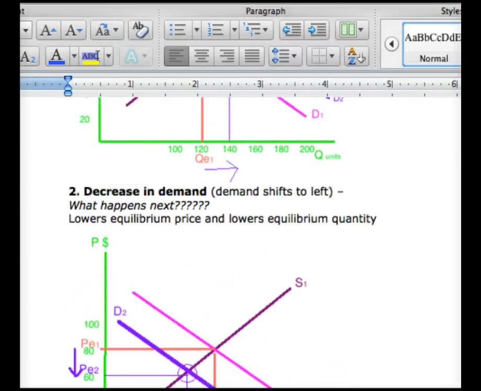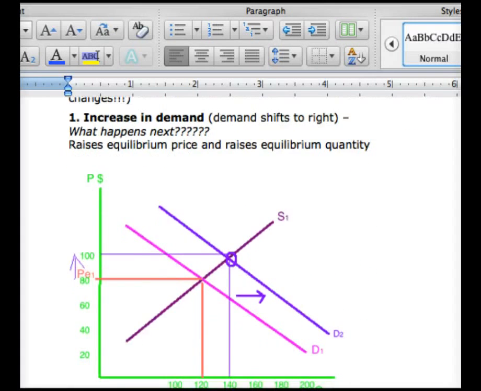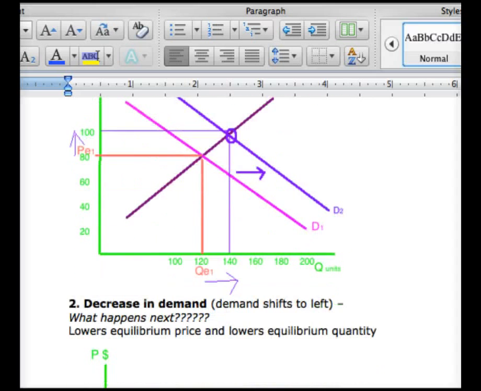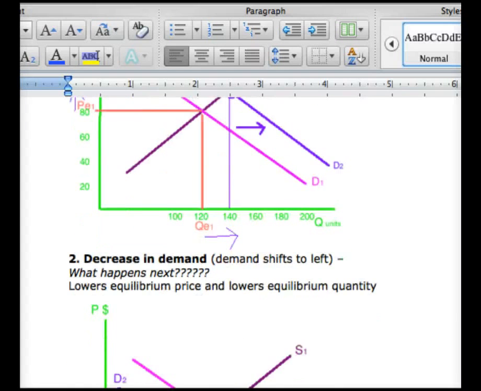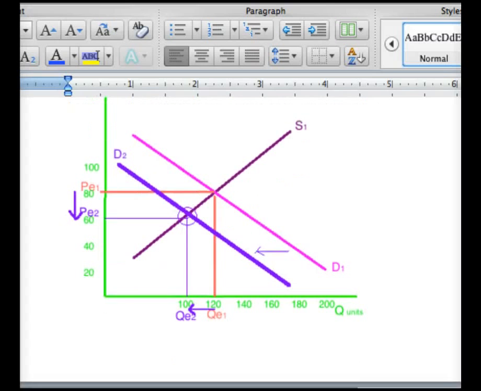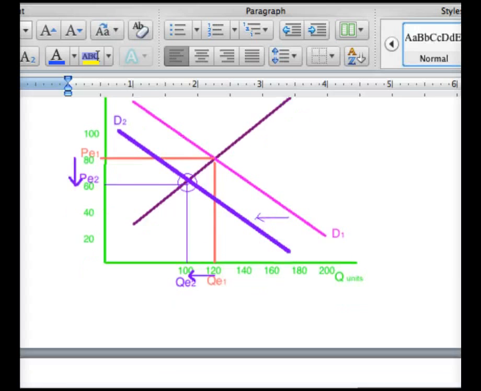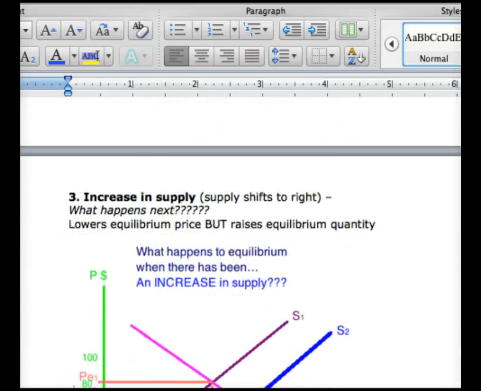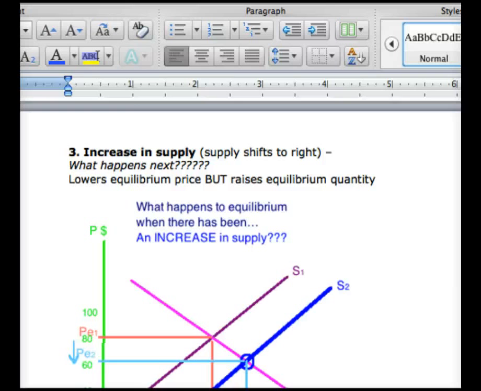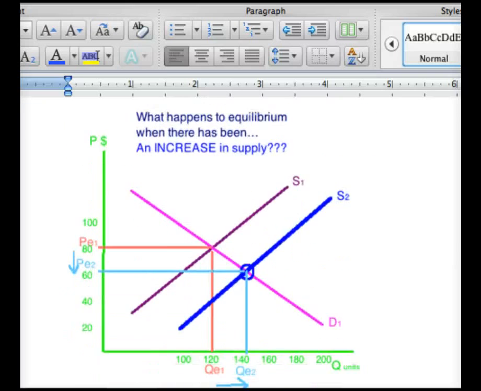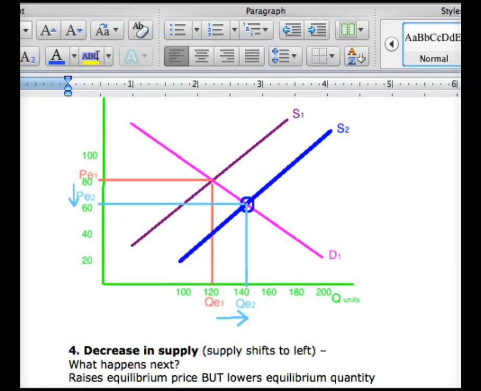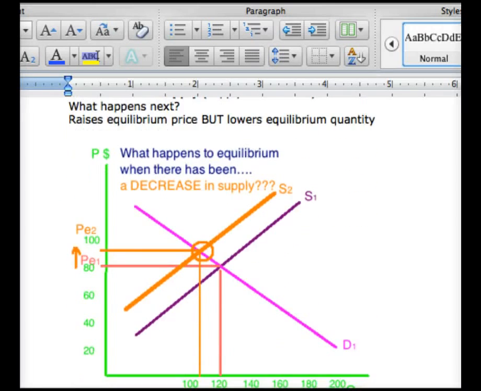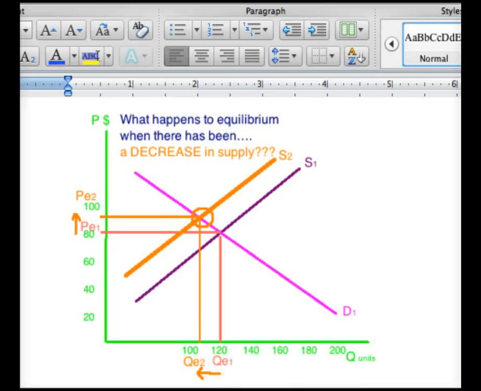So these notes will be made available to you now, but just so that you know, increase in demand, price and quantity move in the same direction for the new equilibrium. Decrease in demand, again, demand related, price and quantity move in the same direction, down and in. For changes in supply, how they affect equilibrium, they're going to have opposite effects. So an increase in supply will increase the quantity and reduce the price. Decrease in supply will decrease the quantity and increase the price.